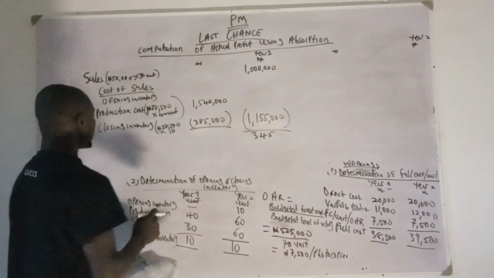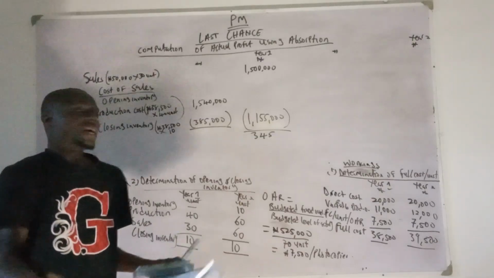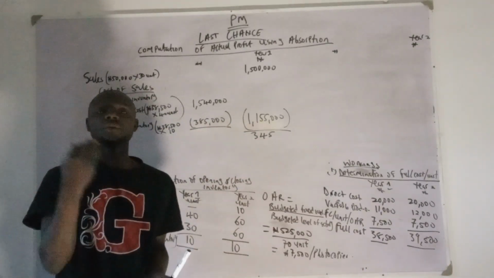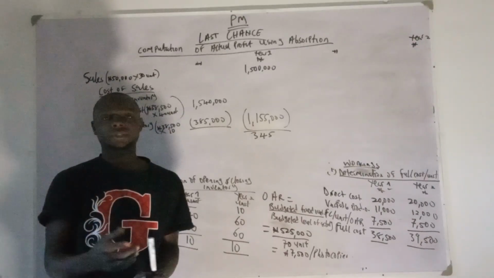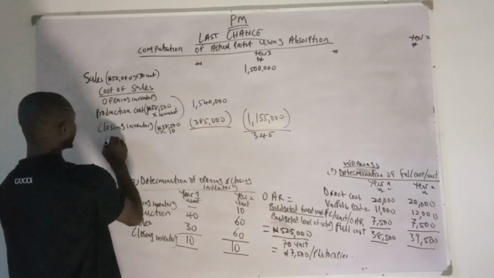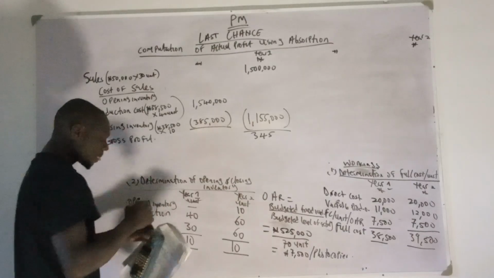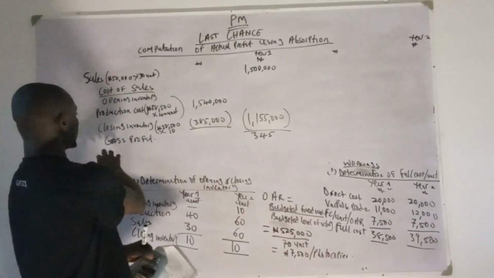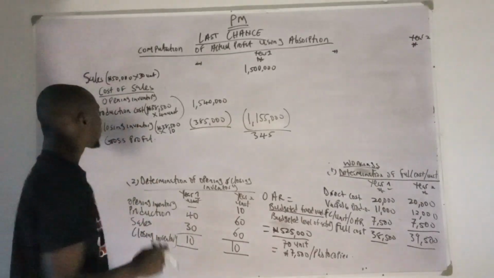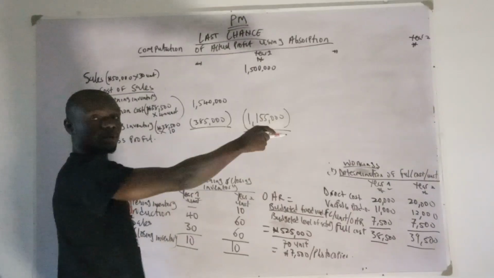Now, assuming there is variable selling overhead, you will still deduct your variable selling overhead before you have your gross profit, right? Now, you can still have gross profit. Now, this is the gross profit. Don't forget that the closing inventory of this will be the opening inventory of year 2.